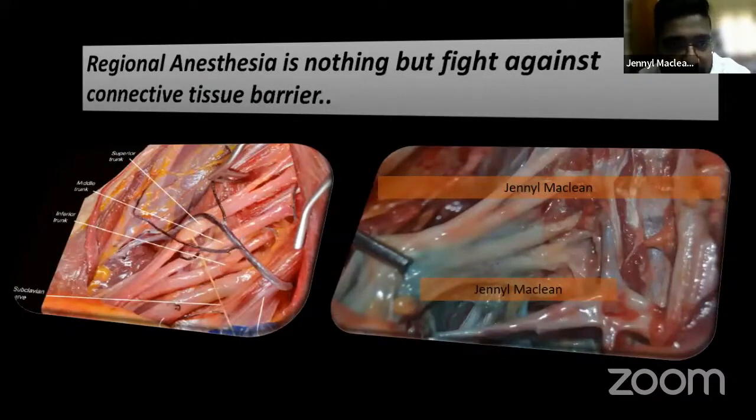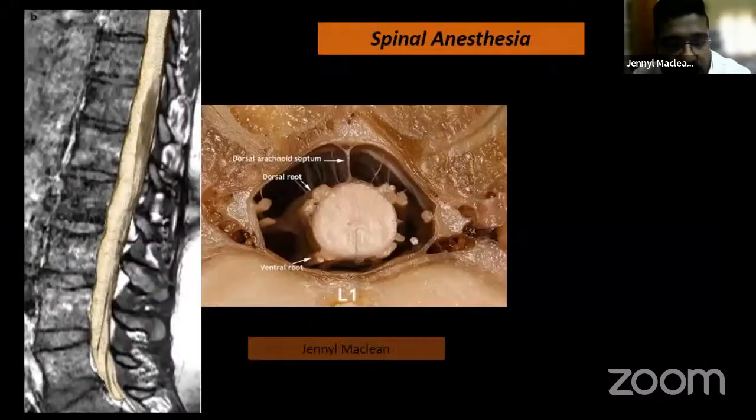And I will also like to explain why this connective tissue barrier in segmental epidural. If you place a catheter in the epidural space and you give the drug, why does it take 10 to 15 minutes to start the onset of action? That's why I want to call it a connective tissue barrier.